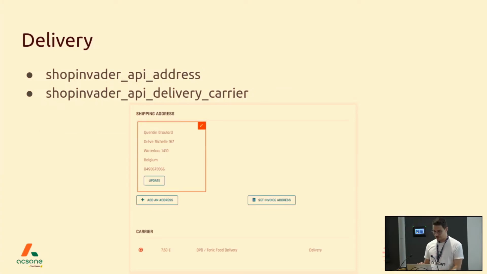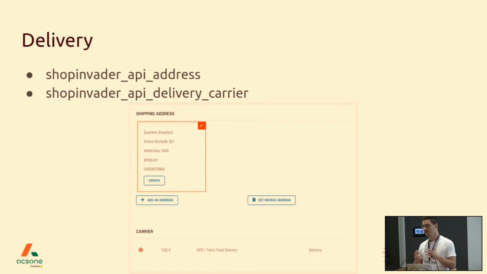And finally, for delivery, Shopinvader API address will allow you to get and update the addresses of the customers: delivery addresses, invoicing address. And Shopinvader API delivery carrier will allow you to choose amongst the available delivery carriers in Odoo and compute the delivery price and so on. So that's it. That was 10 modules. That's all you need to build your first API that will already have a lot of features and that can support your first e-commerce website.